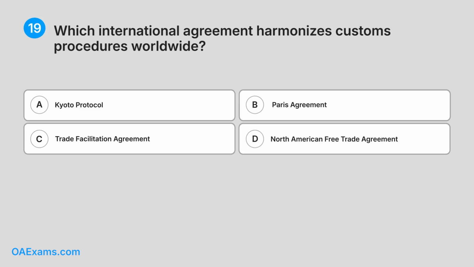19. Which international agreement harmonizes customs procedures worldwide? A. Kyoto Protocol. B. Paris Agreement. C. Trade Facilitation Agreement. D. North American Free Trade Agreement. What do you think is the answer?